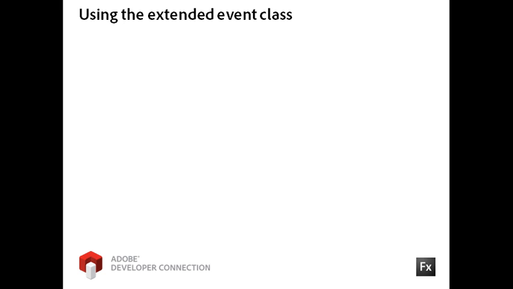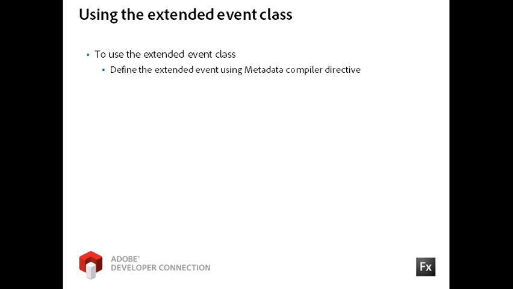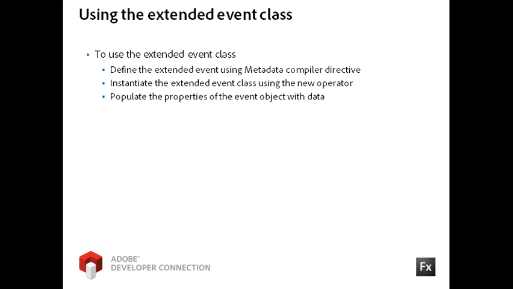Now that you have the custom class created that extends the Event class, you can use it in your application. First, you will define this class in the metadata compiler directive, and then you will instantiate it using the new operator. Next, you will populate the new event object with the custom data that you want to pass, and then you will dispatch the event.